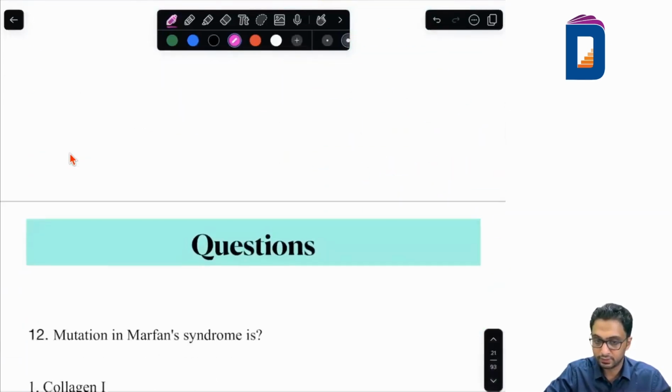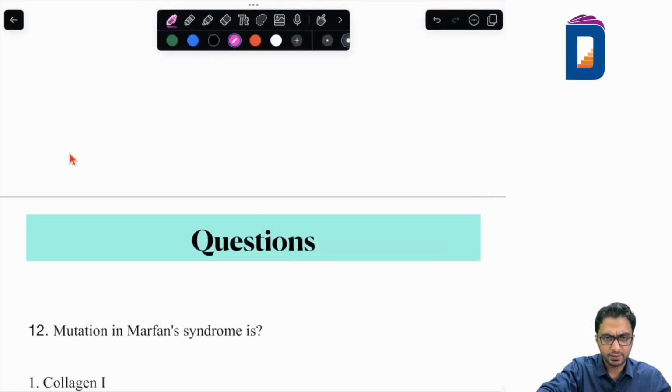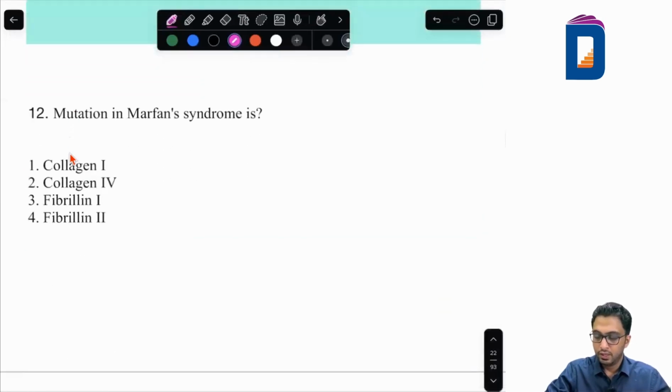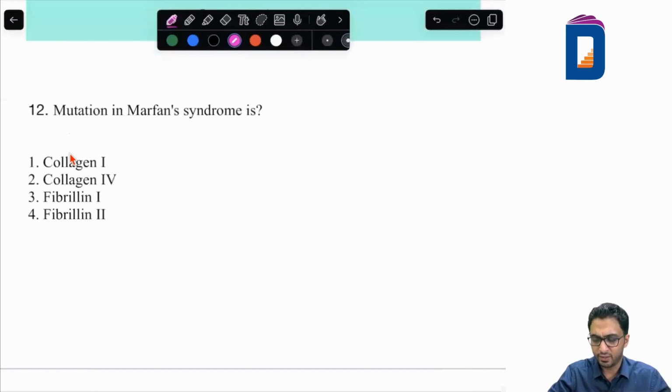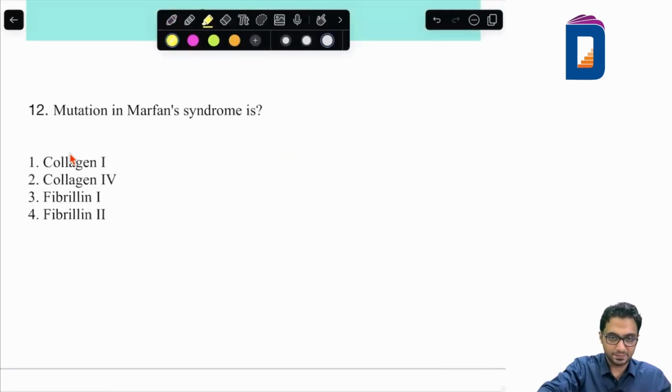Okay, let's see the next. Anything I'm missing out? Okay, very simple. Now this is where you learn it, you forget it. Is it fibrillin 1? Is it fibrillin 2? What is the answer?